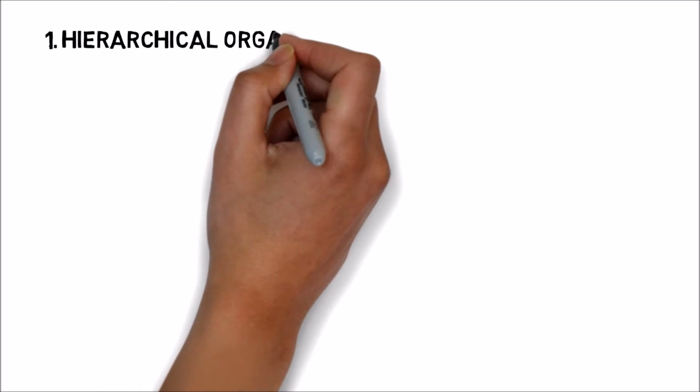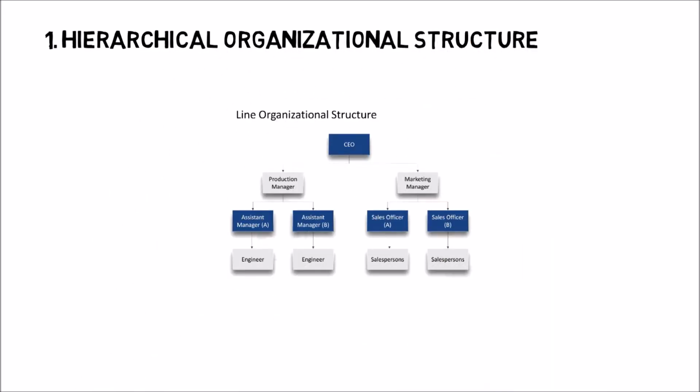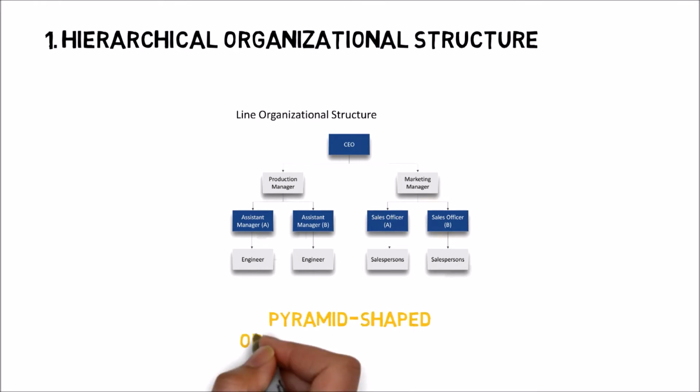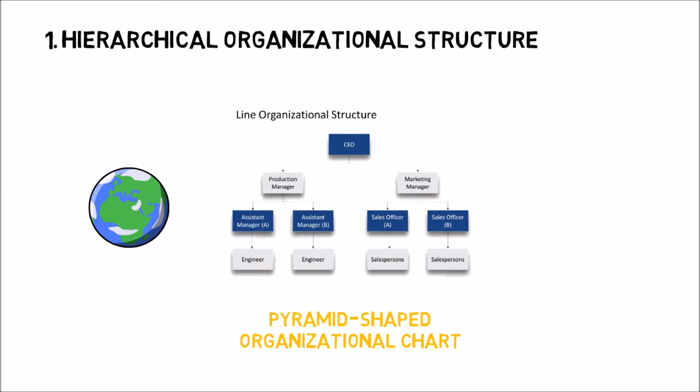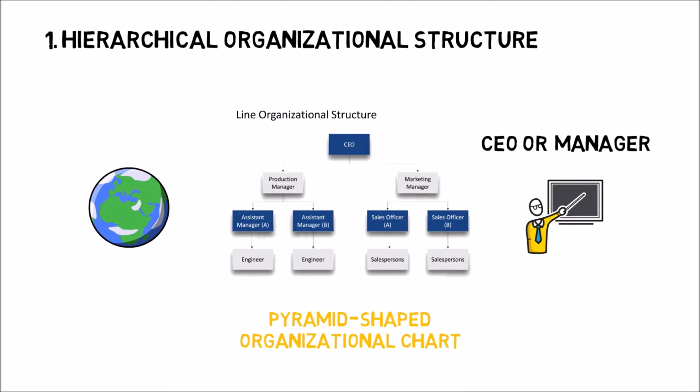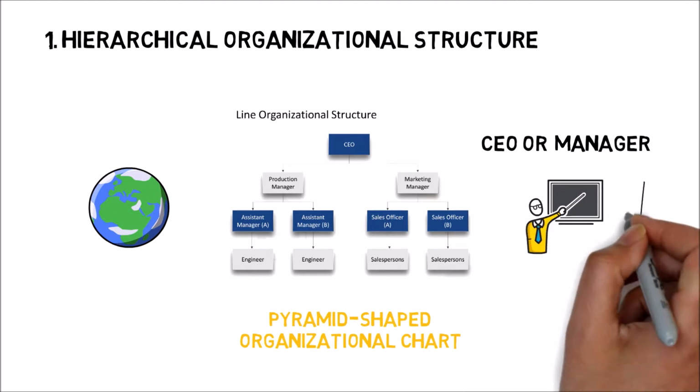1. Hierarchical organizational structure. A hierarchical organizational chart, as the name implies, is a pyramid-shaped organizational chart. It's the most popular form of organizational structure. From the top, e.g. the CEO or manager, down, each worker has a supervisor, i.e. the chain of command goes from top to bottom.